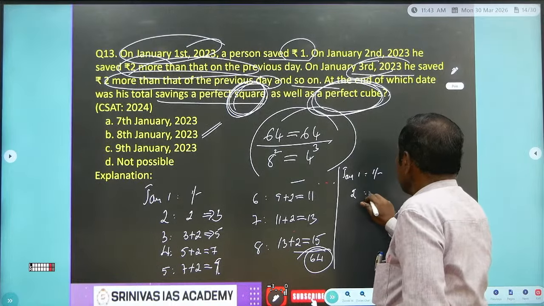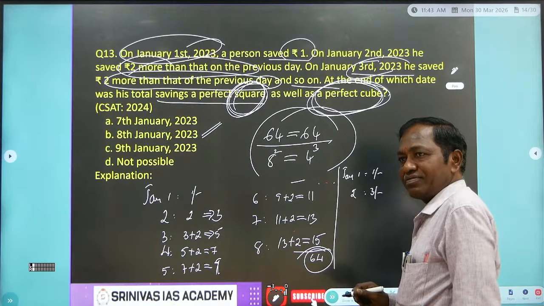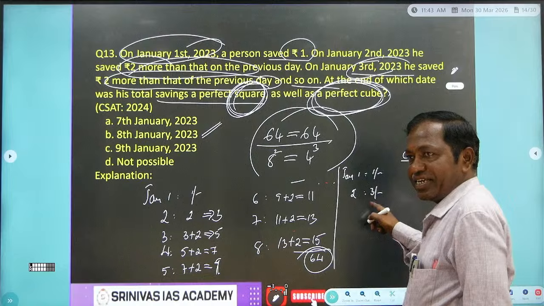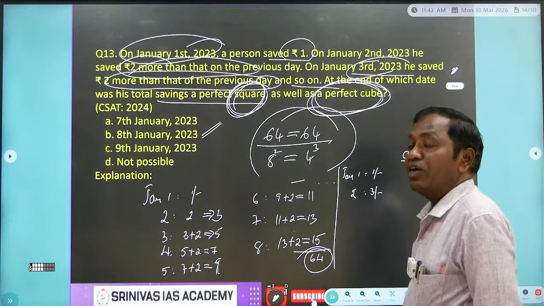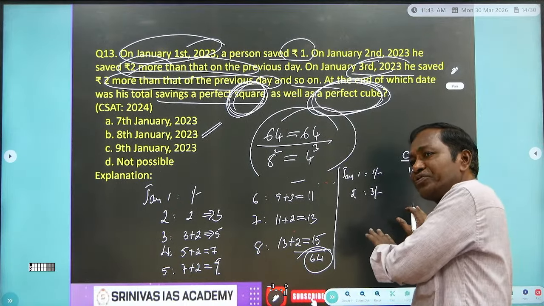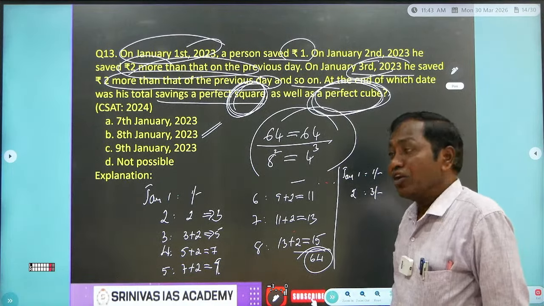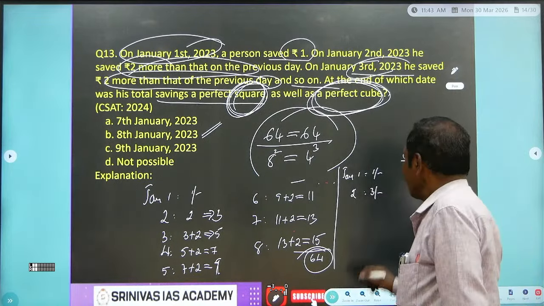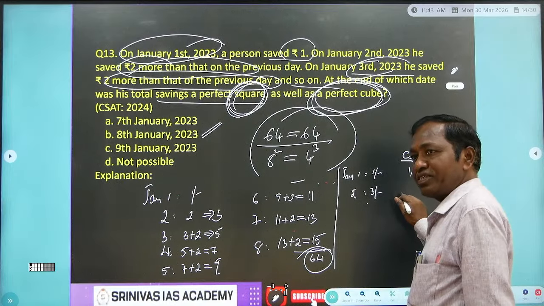1 rupee. This is what? 3 rupees, 1 plus 3. Already 1 rupee is there. Second day, you are saving 3 rupees, which is 2 rupees more than the previous day, but what will the total saving be with you? No, cumulative only we want. Okay sir. No, this is okay, no? What is the cumulative savings, how much?